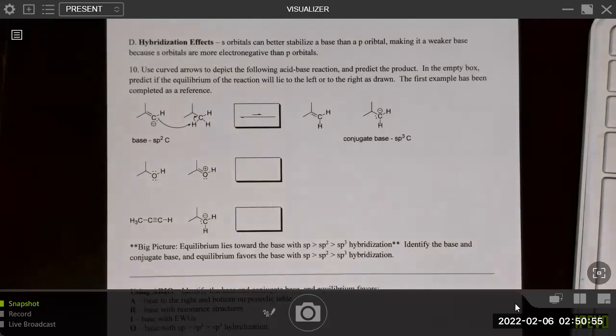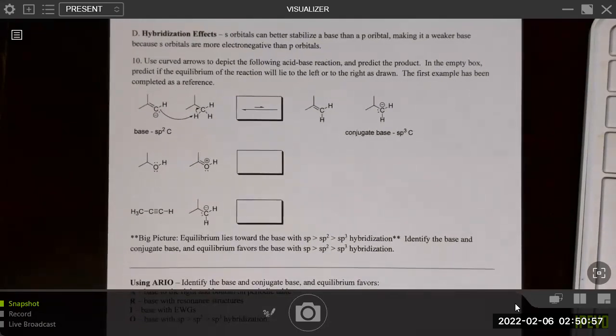Okay, so let's use that knowledge to answer question number 10. This one, again, wants us to draw curved arrows to figure out what the products are going to be. Draw those in. Predict the position of equilibrium, if it will lie to the left or to the right. And then let's look at the first example that has been done for us as a reference.